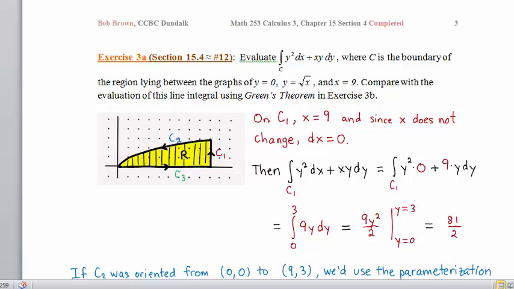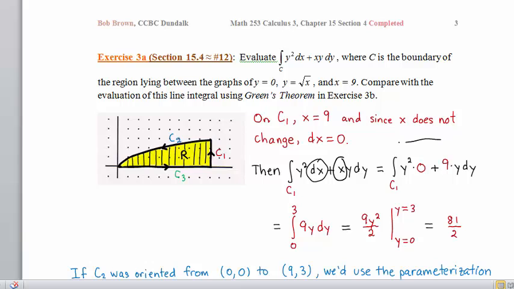To evaluate this line integral directly, we notice that the boundary, which is C, the closed curve, is made up of three different individual curves. You can see how I've labeled them. Here's C1, here's C2, here's C3. On C1, x equals 9. In fact, C1, the line segment, is a portion of the vertical line x equals 9. Since x does not change, dx is equal to 0. So dx is 0 and x is 9.